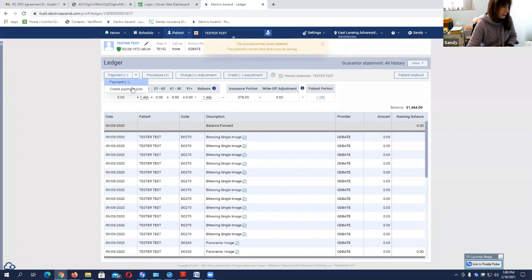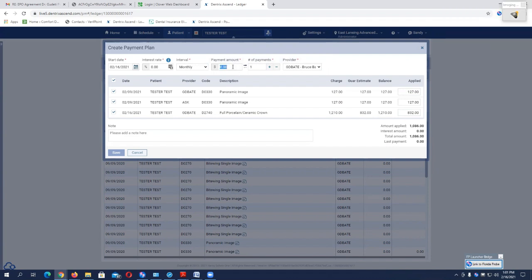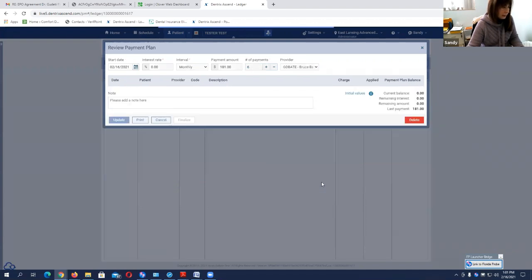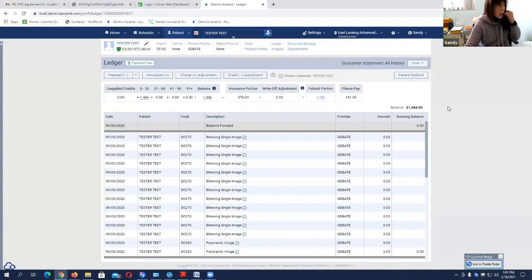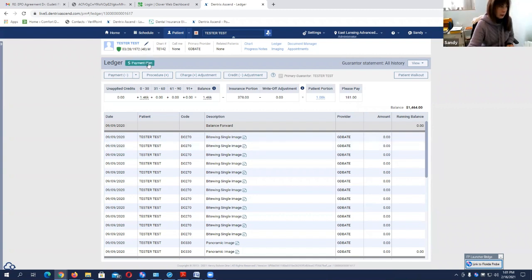So if we go into the payment plan, this is where you would see it. And we were making a payment arrangement on the 1086 that they owed. And we were going to do monthly payments and say they were going to pay $200 a month for the 6 months. And you might type in whatever notes you had and save this. And now see where it says payment plan up here? Because there is a payment plan, this is what's going to alert you.